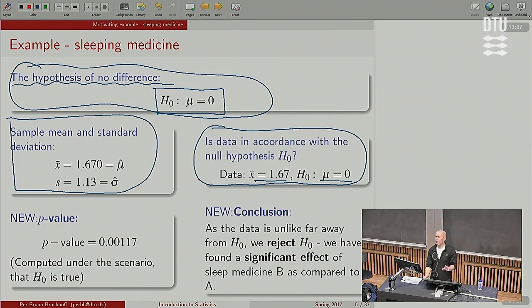The only thing is, can we be sure? Or how sure can we be? Because data will vary, right? Whenever I do a study with 10 patients, I will never get a 0, right? I will get some number. The average will be either positive or negative. It will be a number. The question is, is this observed number far enough away from 0 to allow us to claim that we have an important finding, right? That's the thinking here. That's the new thing.